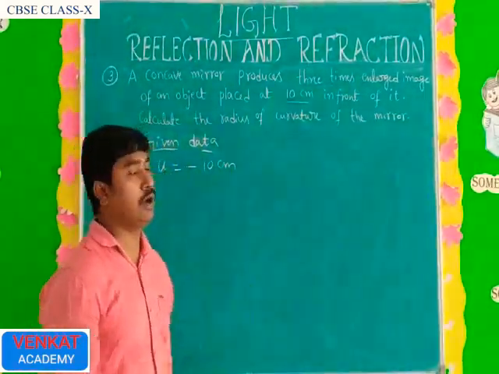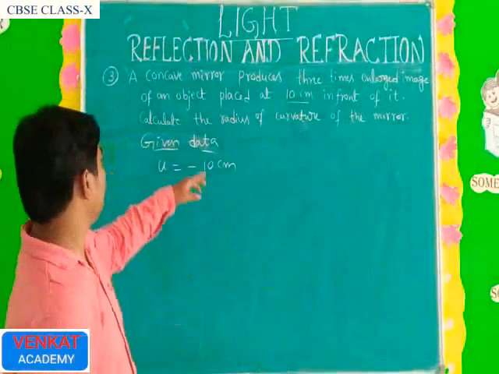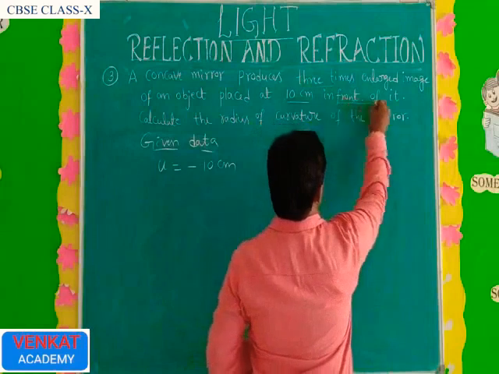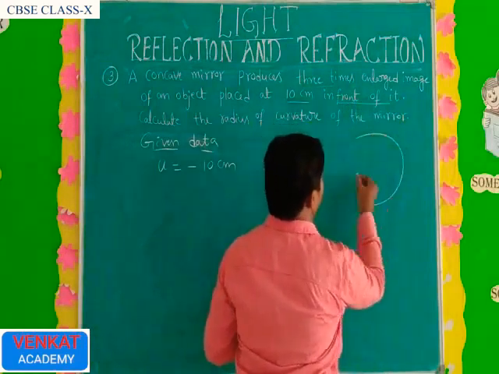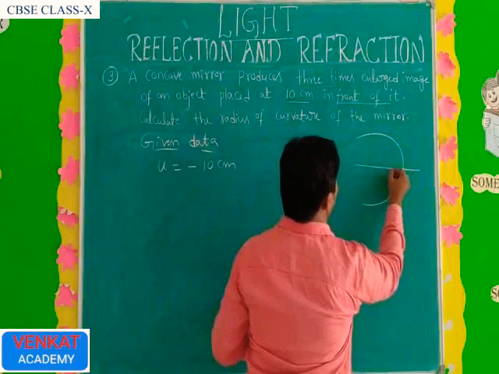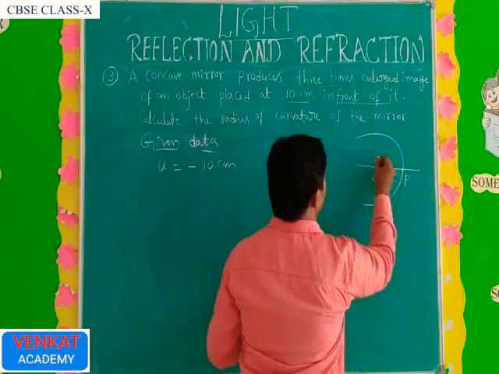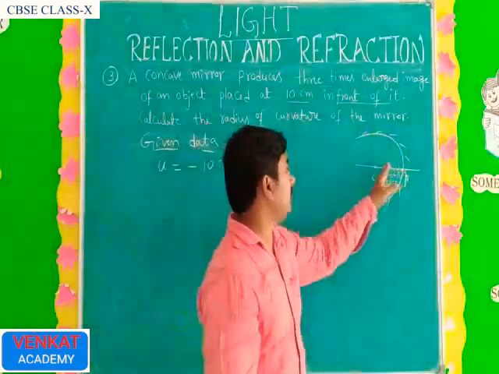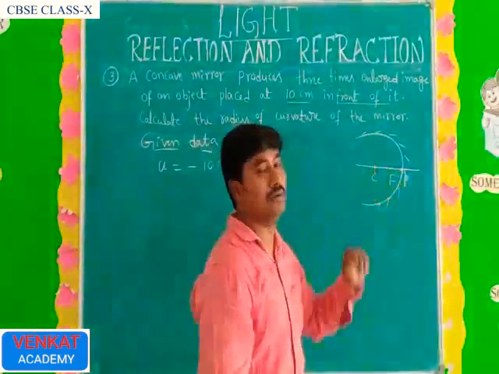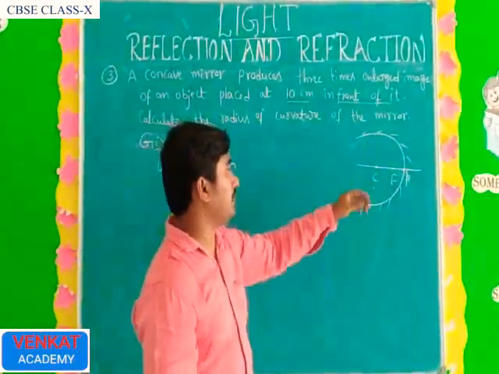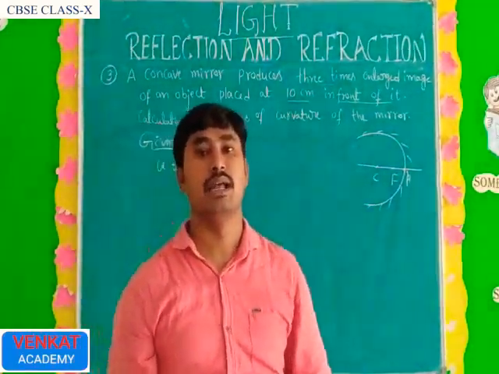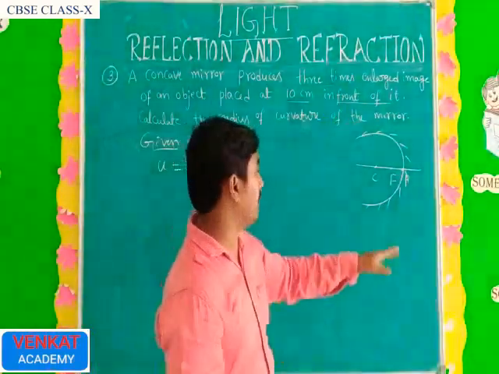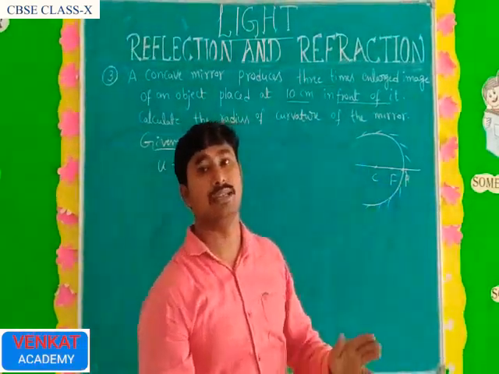Whether the m value is positive or negative, they give a simple clue here. The image formed in front of the mirror means, for example, take a concave mirror with the focus and center of curvature. The image formed in front of the mirror means it forms on the left side of the pole. That is why the image is real and inverted. Why? Because the image is on the left side of the pole, which means it is a real image.